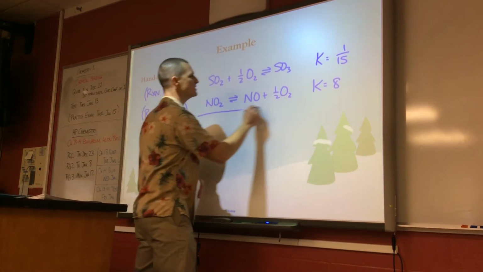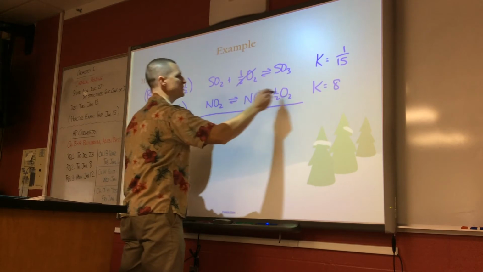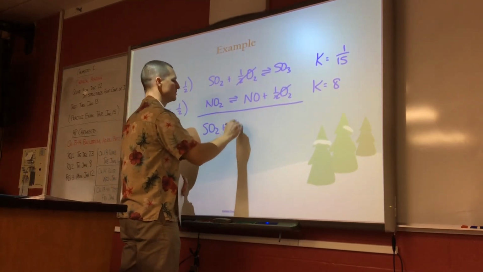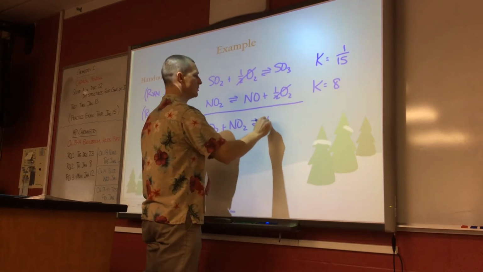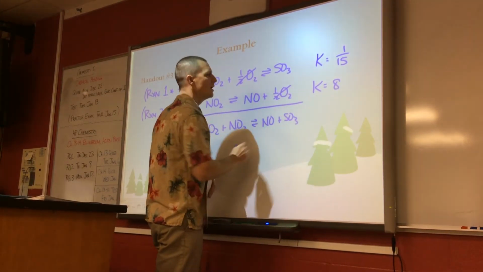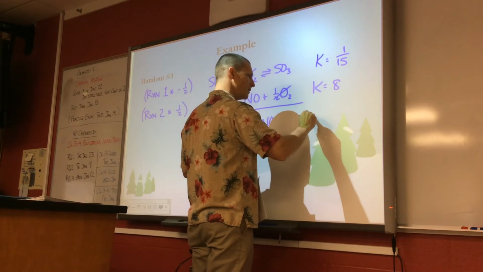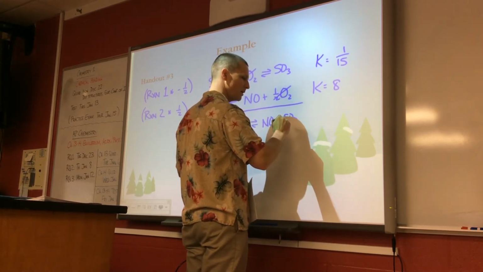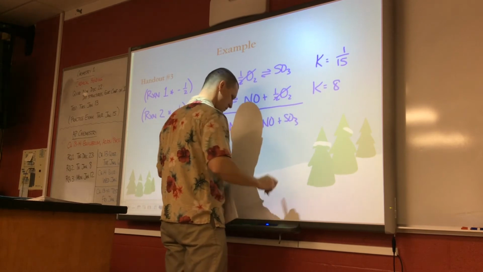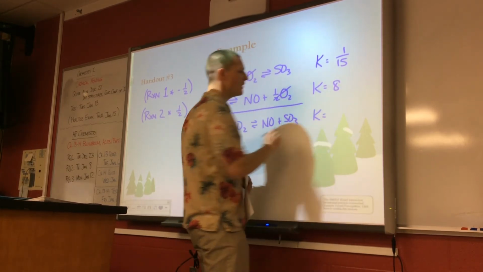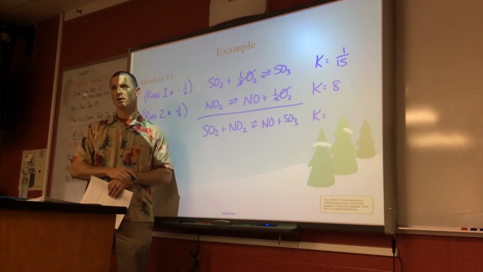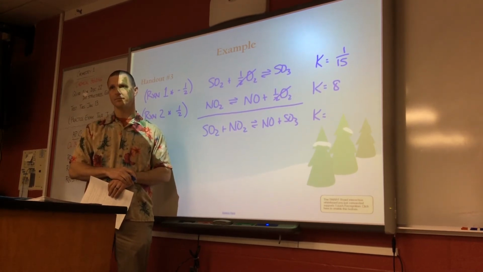So now we're going to add these 2 together. And 1/2 O2 is gone, so we have our overall equation, SO2 plus NO2 yields NO plus SO3. And the K value is 8/15.